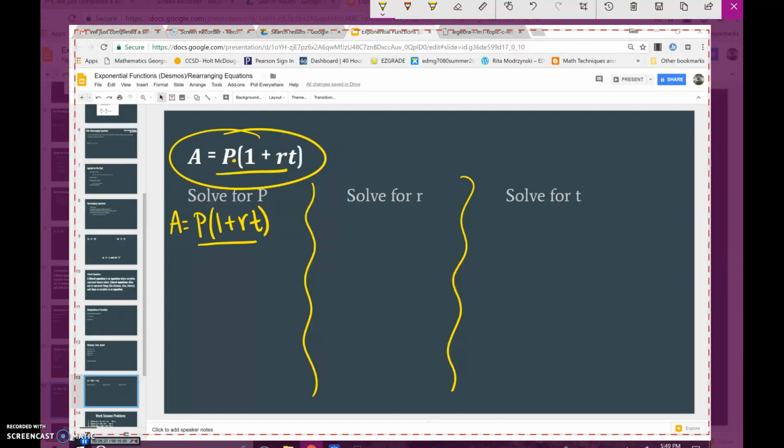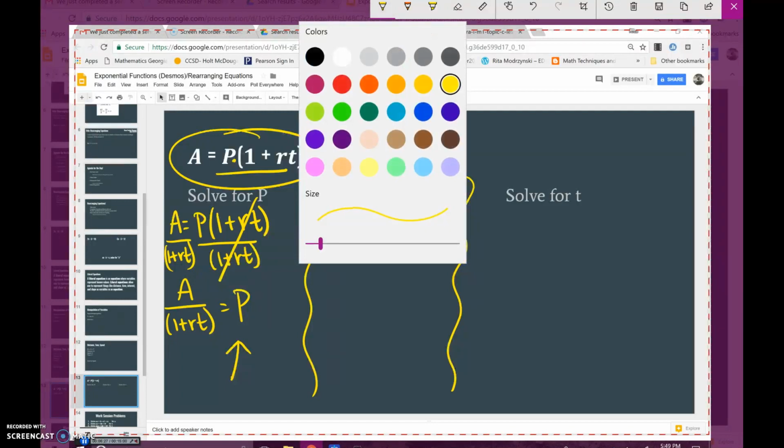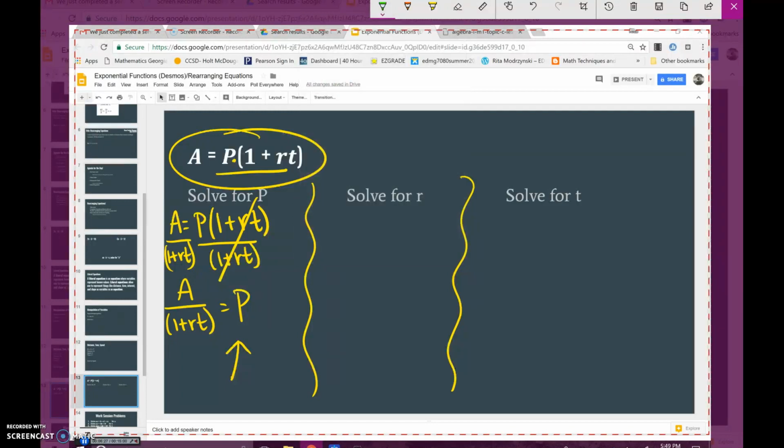So let's divide both sides by 1 plus RT. 1 plus RT. Those cancel. We're left with P equals A divided by 1 plus RT. And you are done. Solved for P. P is by itself. Let's try another one. Let's do this one in green. Solve for R. A little more complicated, but it's really not so bad.